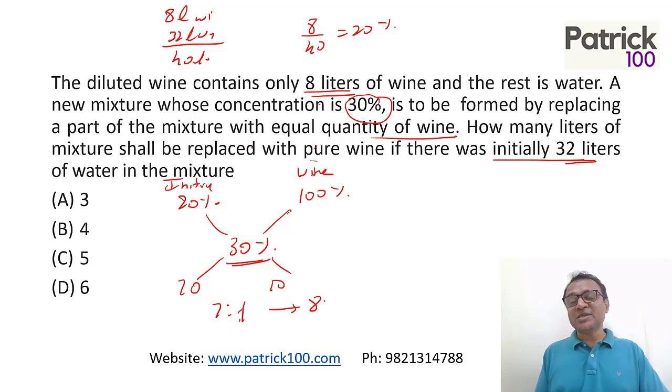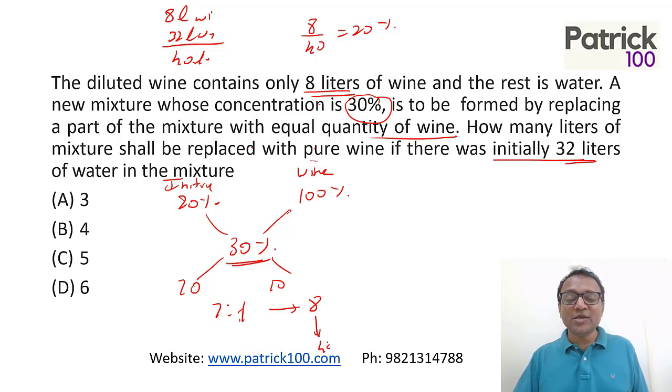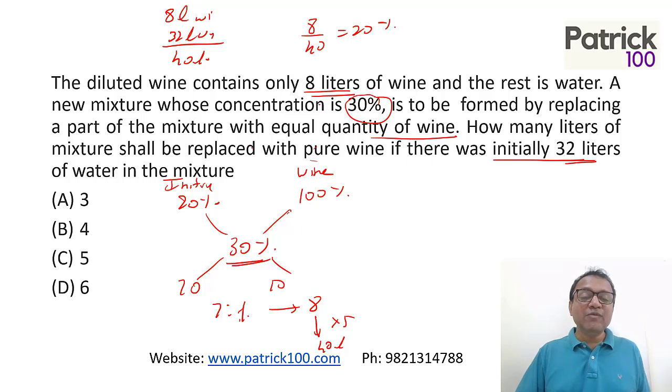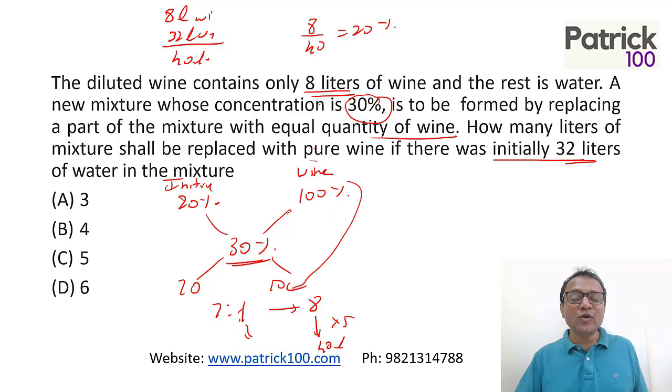In a replacement sum, the final mixture is the same as the initial mixture. Final mixture 8 stands for 40 liters, so 5 times. Remember, we want how much wine is added, or replaced. So 1 will stand for 1 into 5 liters. C option is the answer. That's the answer.